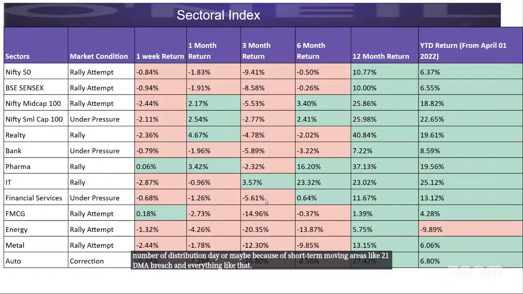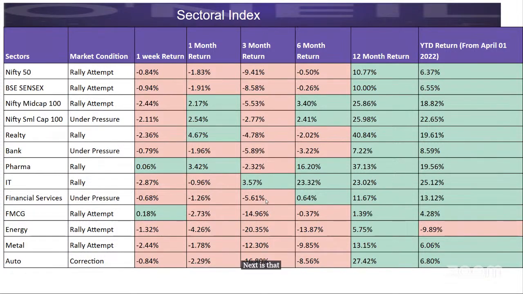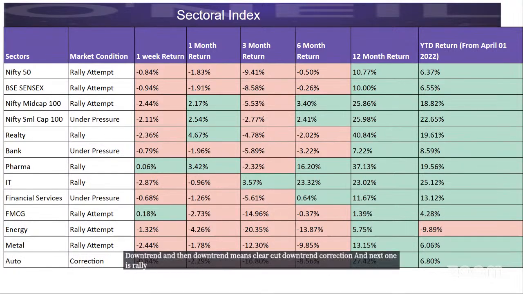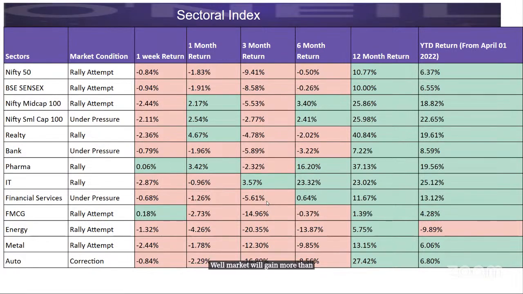Next is downtrend, and downtrend means clear-cut downtrend, correction. And the next one is rally attempt. Rally attempt is a situation where the market is reversing from the downside and we are waiting for a follow through day. And follow through day is a day when the market will gain more than 1.7% along with higher volume compared to the previous day's volume.